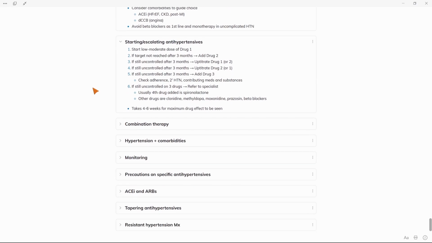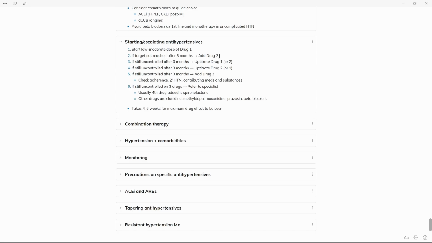So how do we escalate antihypertensives? The usual regimen is to start the patient on a low to moderate dose of drug 1, and that's usually an ACE inhibitor or an ARB. If the target is not reached after 3 months, then we add a second drug. That's either a calcium channel blocker or a thiazide diuretic.